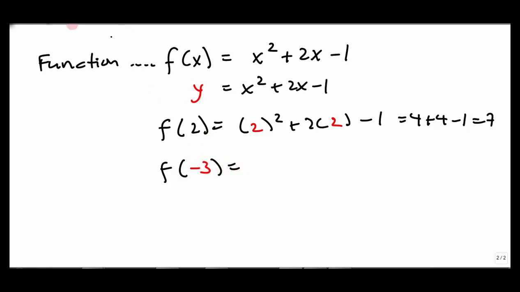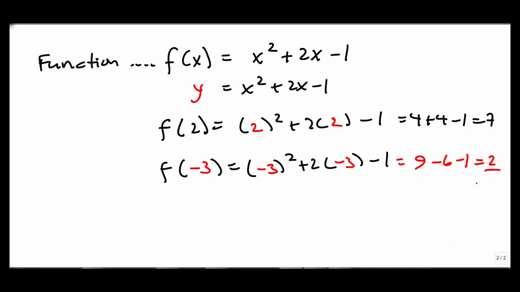That means everywhere in my original function where I see an x, and I'm just putting these parentheses to represent my x, I'm going to plug in a negative 3. So for here, this means negative 3 squared. You have to have parentheses around here, so this would be a 9 minus 6 minus 1. 9 minus 6 is 3. 3 minus 1 is 2.